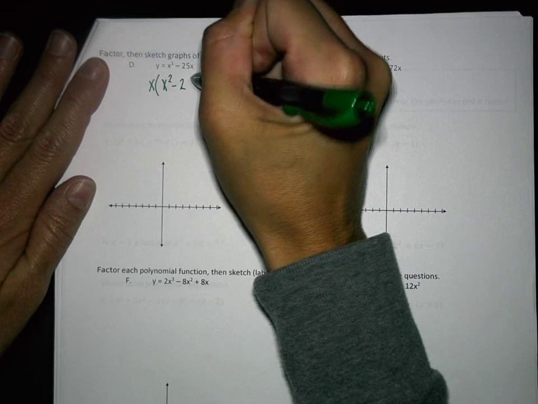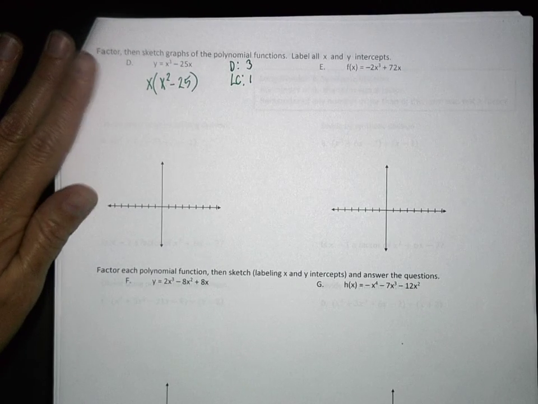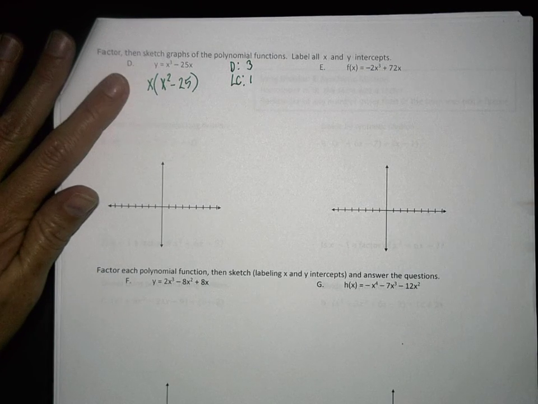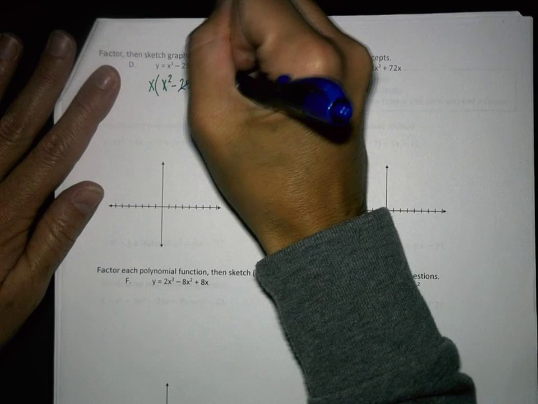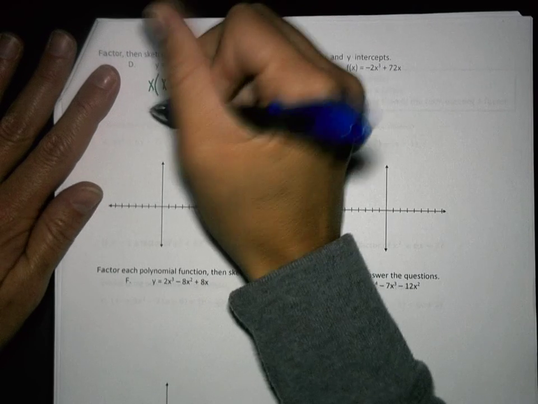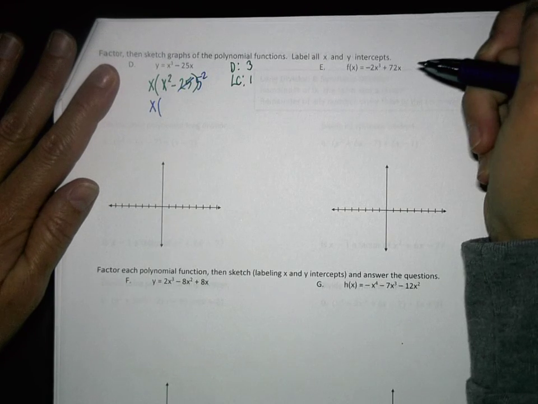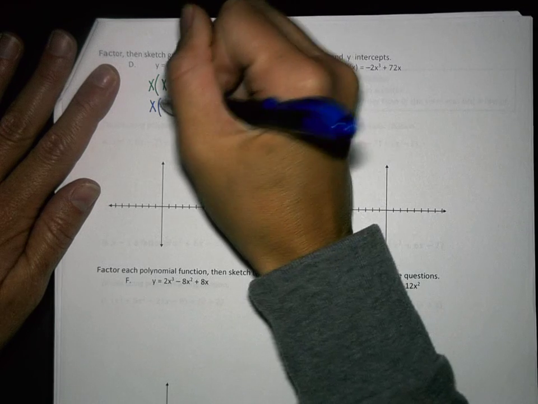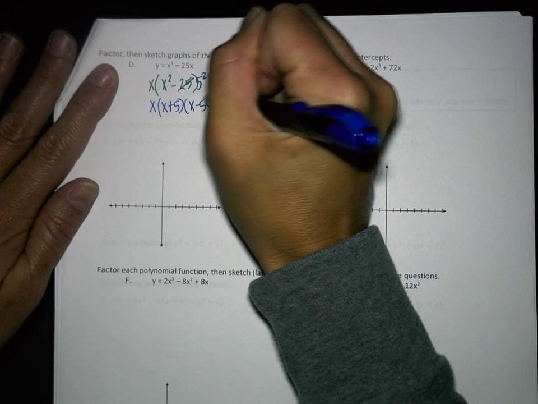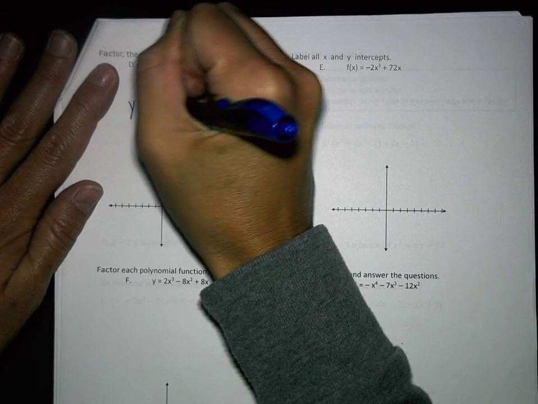Good. X squared minus 25. Can that be factored further? Yes, because 25 is actually 5 squared. Okay, and so that factors to be what? X plus 5, x minus 5. And then we really still have a y equals there in front.